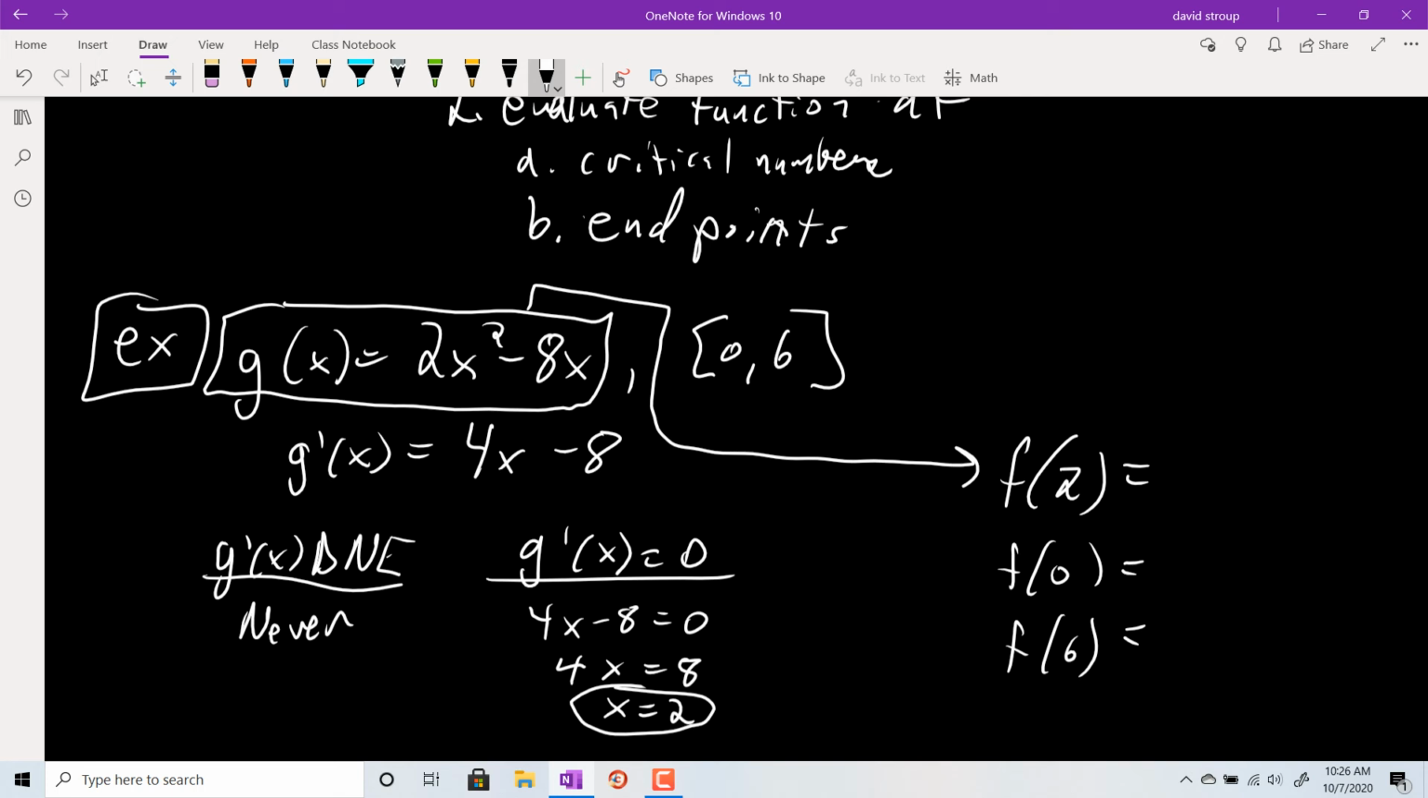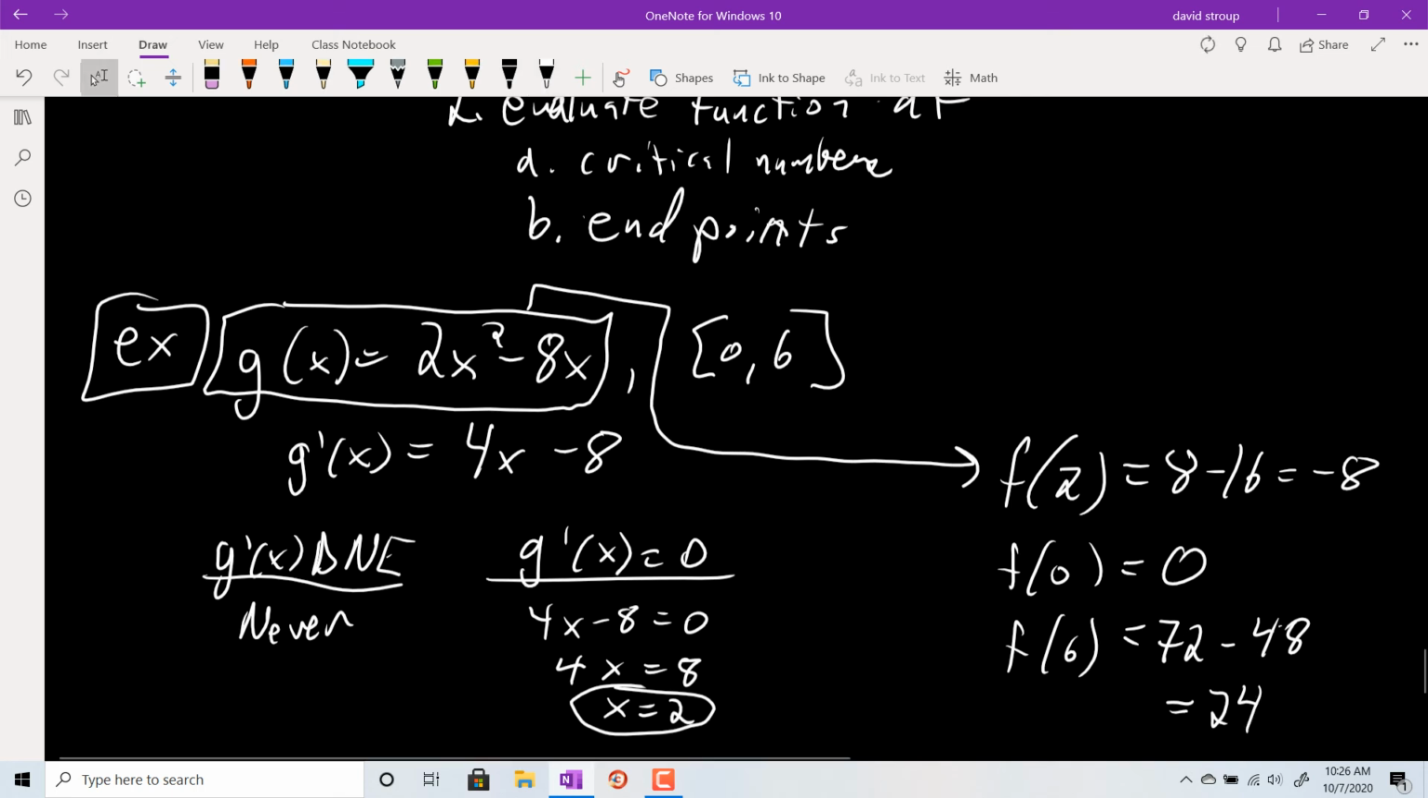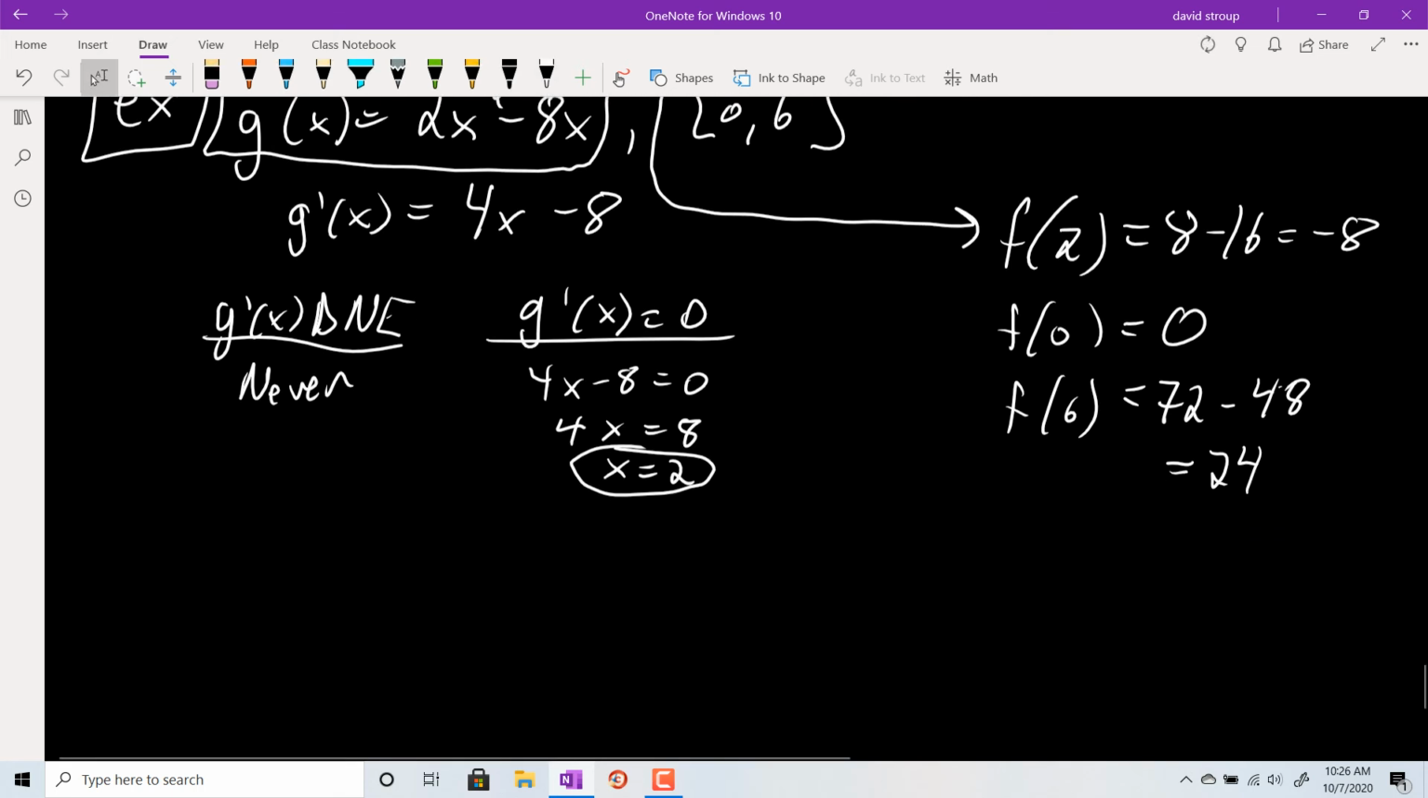Okay, so if you plug in 2, you'll have 4 times 2 is 8, minus 8 times 2 is 16, so negative 8. If you plug in 0, you get 0. If you plug in 6, you'll get 72 minus 48, which will equal 24. And it's from these numbers we just identify the max and the min. So there's a min at x equals 2 of negative 8.